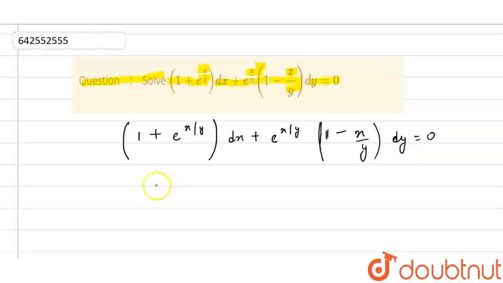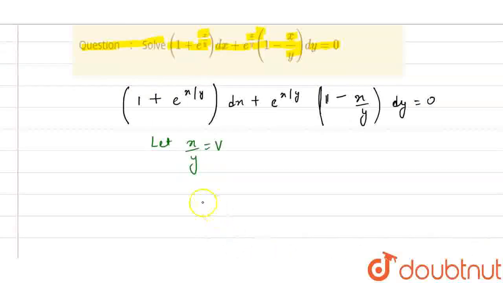Now let x/y = v. If we take x/y equal to v, we can say that x = vy.